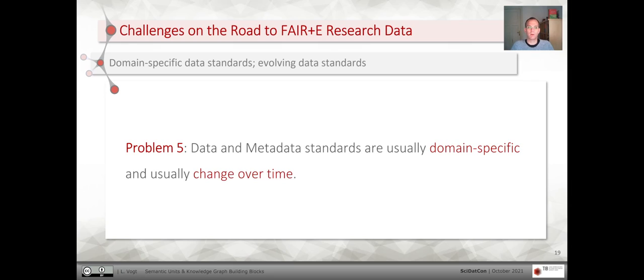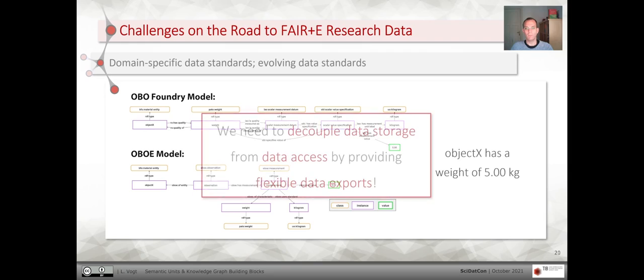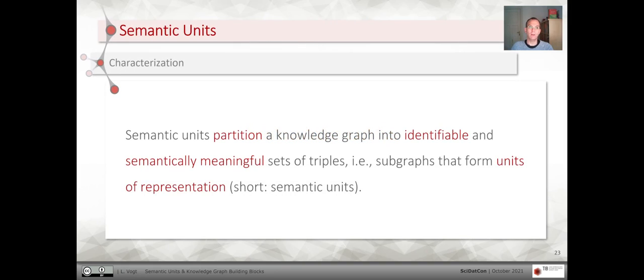And the last problem or challenge that I see, at least, is that data and metadata standards are usually domain-specific and often change over time. So here is an example for a simple statement of a weight measurement, and you see two graph patterns that are frequently used. So what we need is to decouple data storage from data access by providing flexible data exports. So now to the semantic units and what they are.